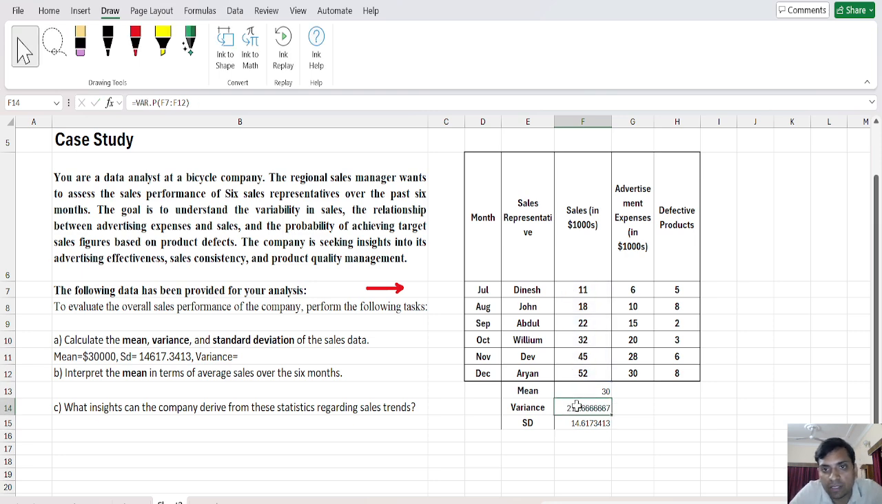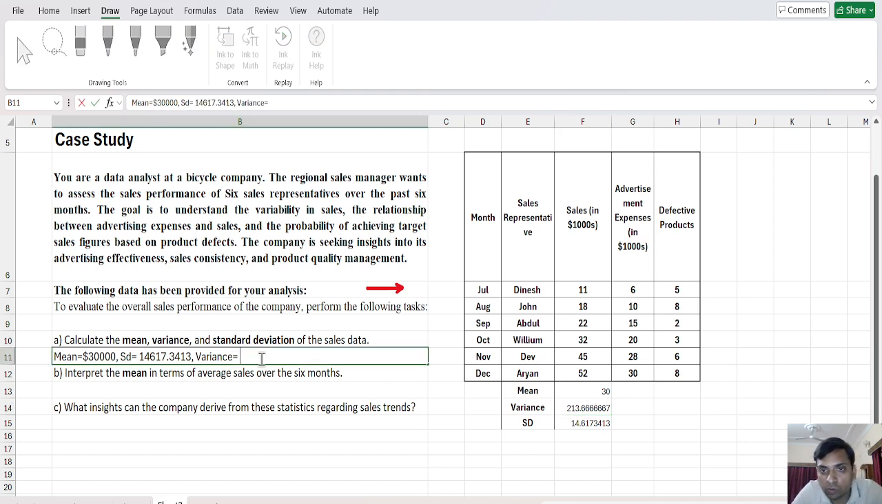So this is the variance, but this is also a square of this quantity, and in this quantity 1,000 is also included. So we need to multiply this quantity with the square of 1,000. This means your answer for variance is not only 213.66. This is after multiplication with the square of 1,000. So this is 213,666,666.7. So this is the answer for variance.